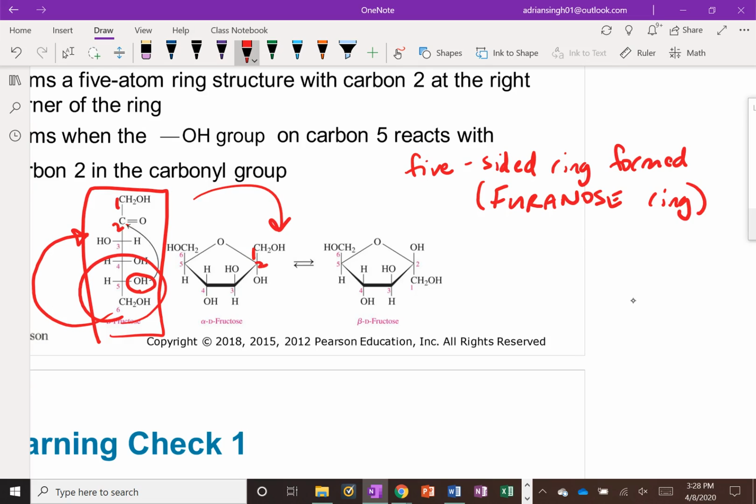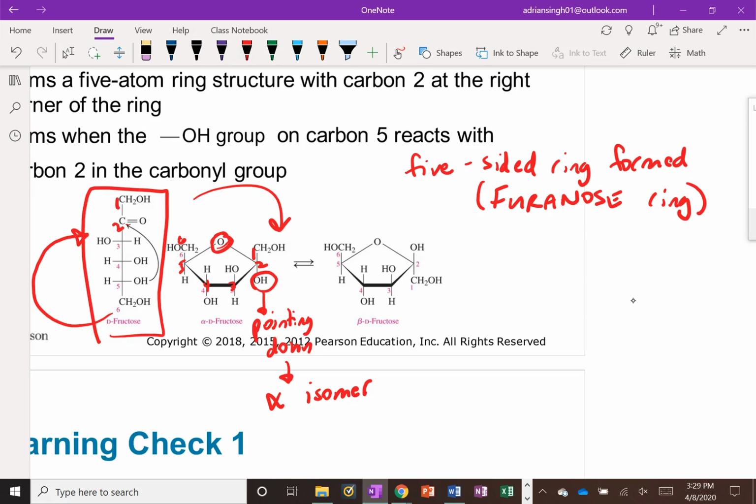Now we're going to make a new chiral carbon there, and we're going to introduce a new hydroxyl group. The hydroxyl group here is pointing down, so that makes it the alpha isomer. All right, and then if we go around, there's carbon 3, 4, 5, and 6 right here. And this O here from carbon 5, that came from that OH that was originally there.